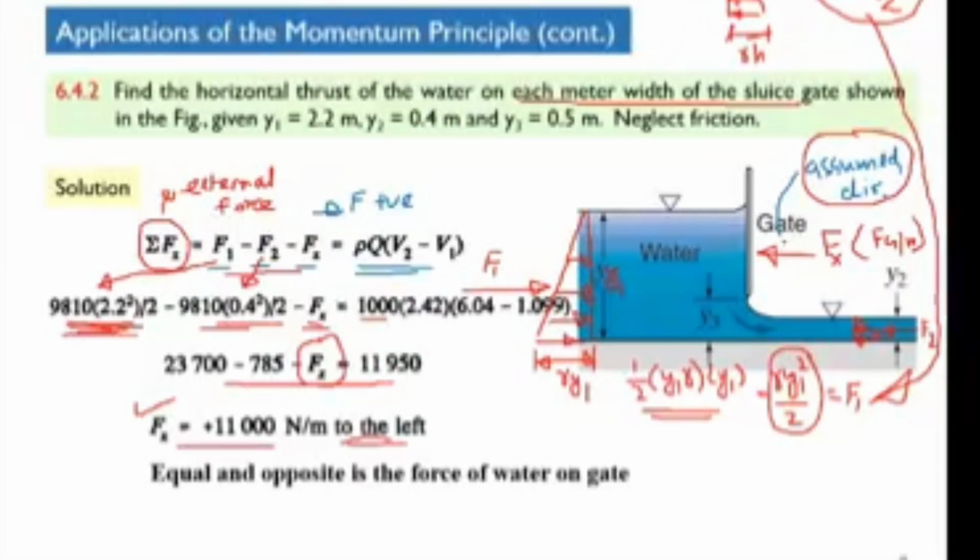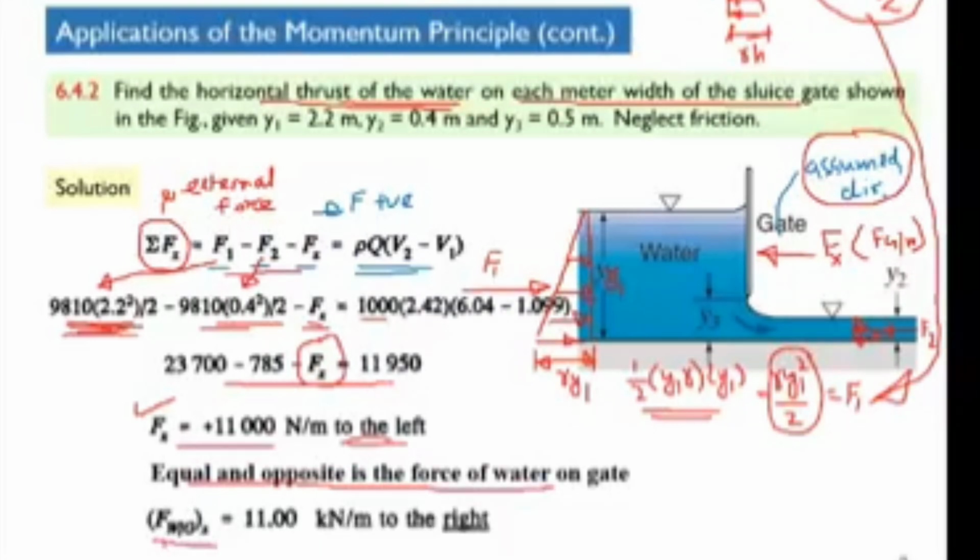So this is the force of the gate acting on this water. But we are asked to calculate the force of water on the gate. So equal and opposite is the force of water on the gate. The force of water on the gate will be equal to 11 kilonewton, and that will act to the right. So equal and opposite, that will be the force of water on this gate. So this is how we apply the momentum equation to calculate the force of fluids on these structures. And this is only possible by application of the momentum principle.